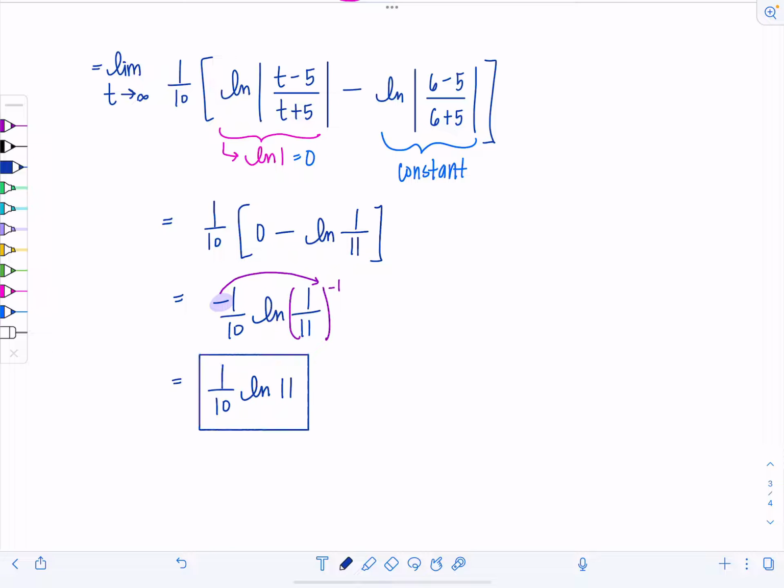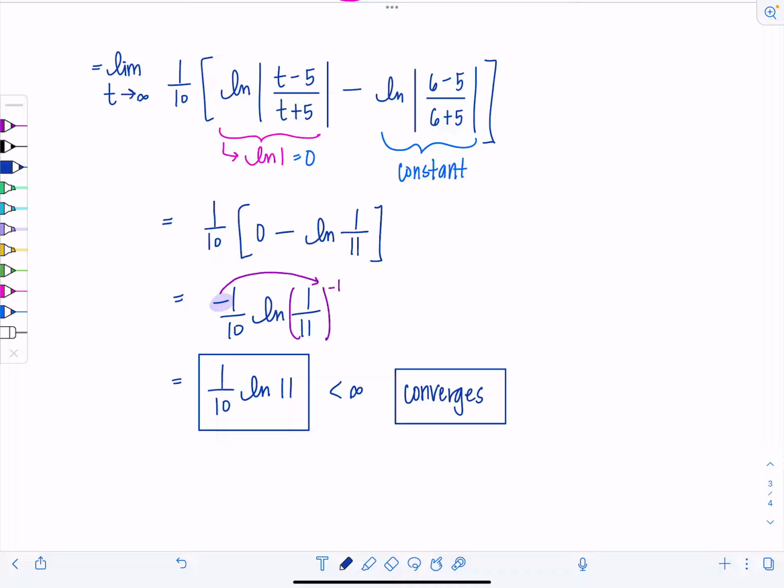Okay. Good. Since this is finite, then we know that the integral converges. Good. We would say the integral diverges if the limit ended up being infinity, negative infinity, or does not exist. Any one of those.